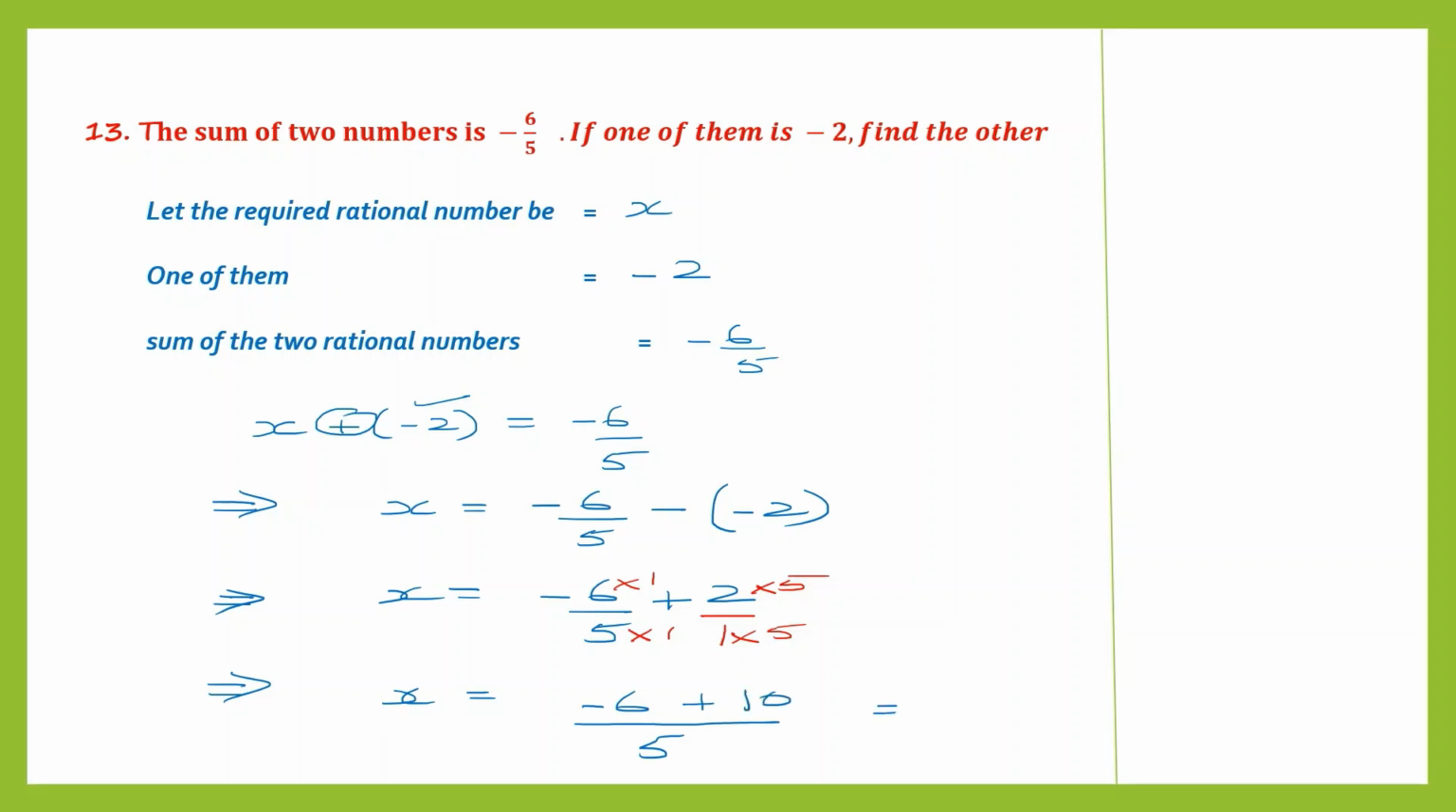So here what do we get? One is minus, one is plus. The signs are different, so put the sign of the bigger number and subtract. 10 minus 6 is 4. So 4 by 5. So we have found the value of x. X is equal to 4 by 5. That is, this is the other number that has to be added to minus 2.